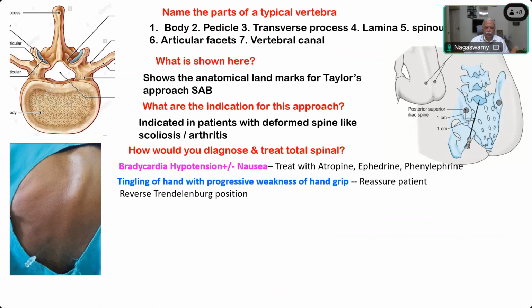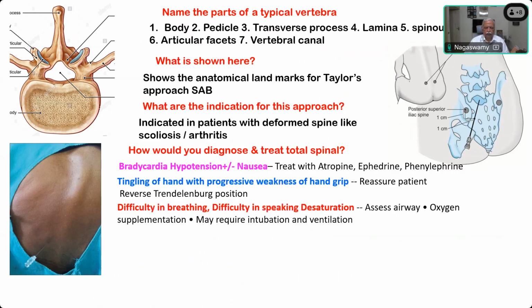In the initial stages, patients may complain of tingling of hand with progressive weakness in hand grip. All you have to do is reassure the patient, give reverse Trendelenburg, that is head up position, to prevent further spread. They may have difficulty in breathing, difficulty in phonation, and desaturate. Assess the airway, give oxygen supplementation. If required, you can intubate the patient.